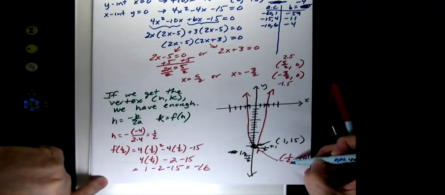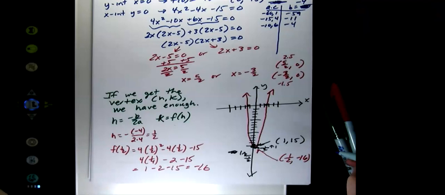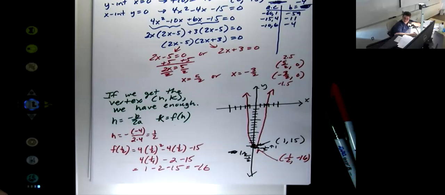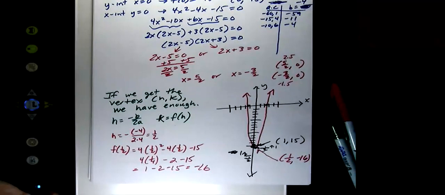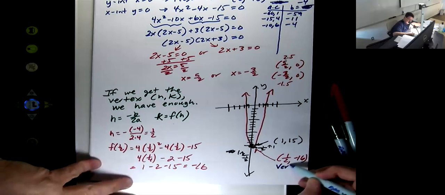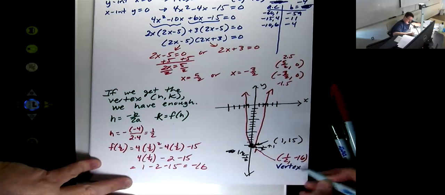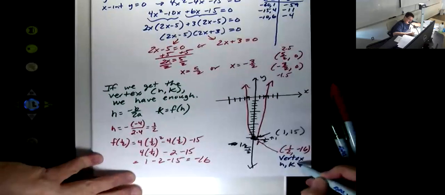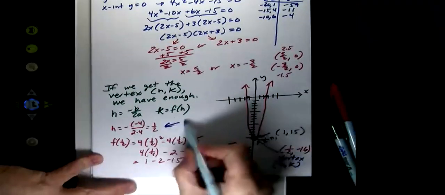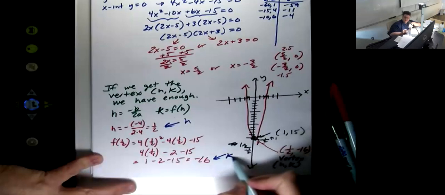I just have a question. Which one is the vertex? Which one is what? The center point, how you call it? The vertex? The vertex is the 1/2, -16. It's the h, k. Okay. We have h here and we have k there.